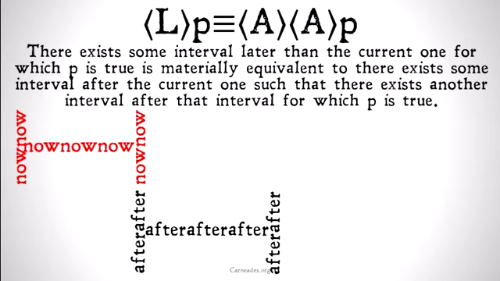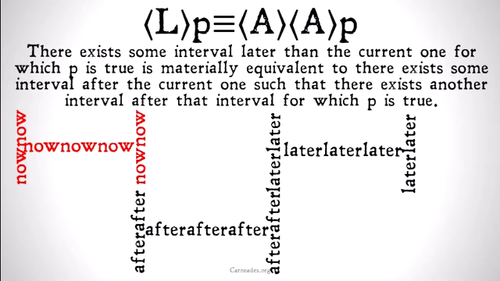So basically we have some interval that's after, and then we have some interval that's after that second interval, which is later, which is really just how we defined this earlier. And for that final interval, P is true. This is how we defined it earlier. So our later modal operator is just going to define some interval that has another interval's worth of space between now, the current interval, and that interval.